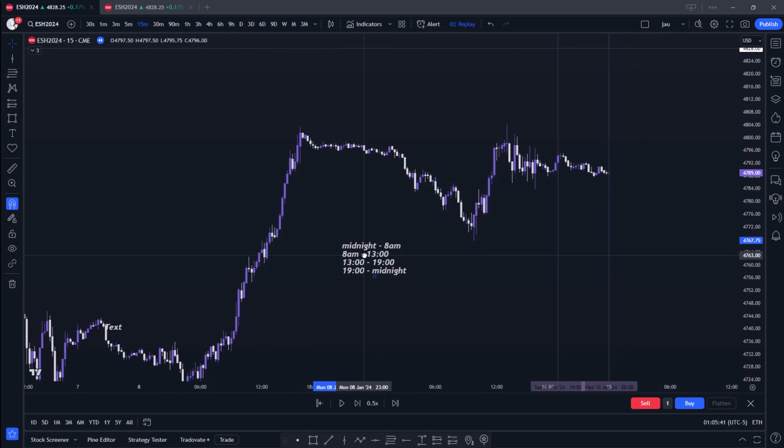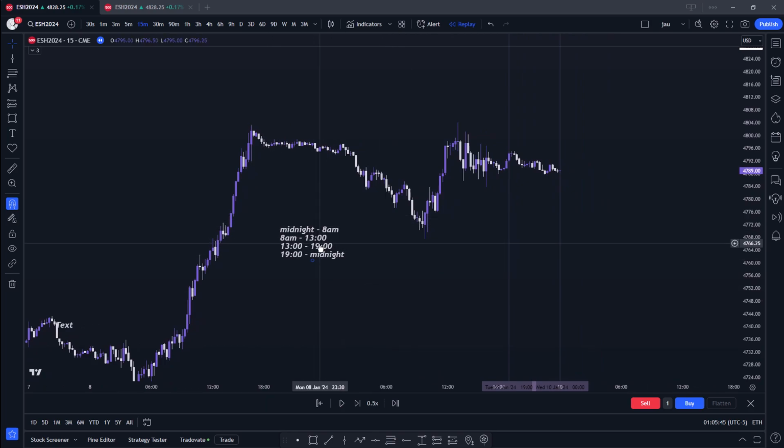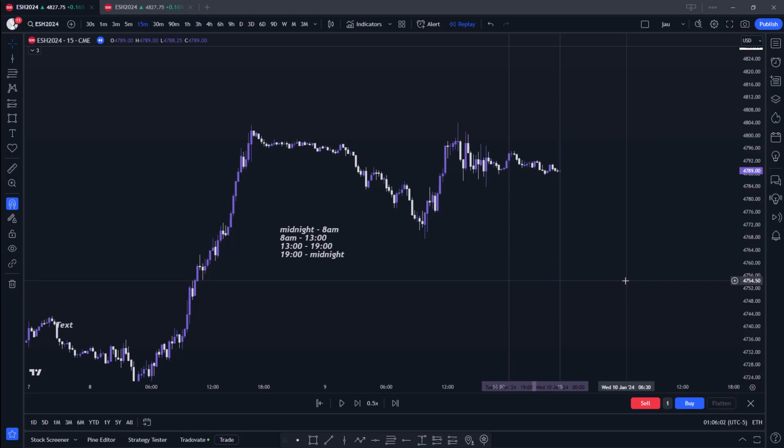Some might be asking, those that maybe don't know ICT's concepts, these are actually just the kill zones for different sessions. I mean, actually, not just sessions, also kill zones. So this last one, 7 p.m. to midnight, New York local time, by the way. Looking down here, it's UTC-5, New York local time. So 7 p.m. to midnight is the Asia session.